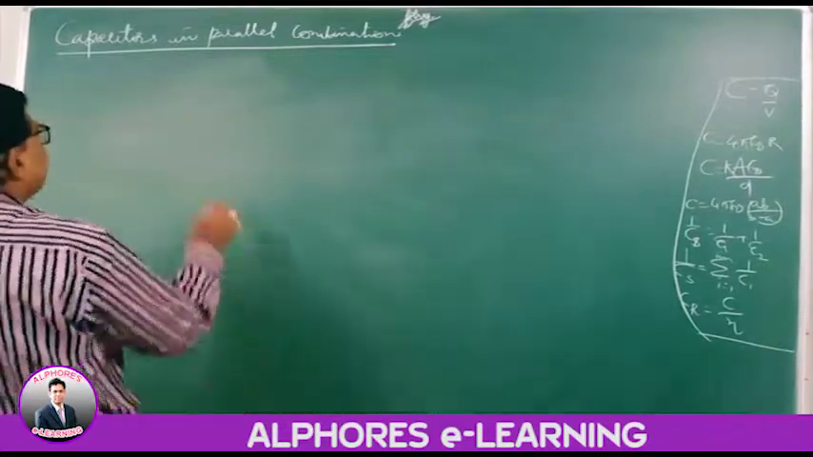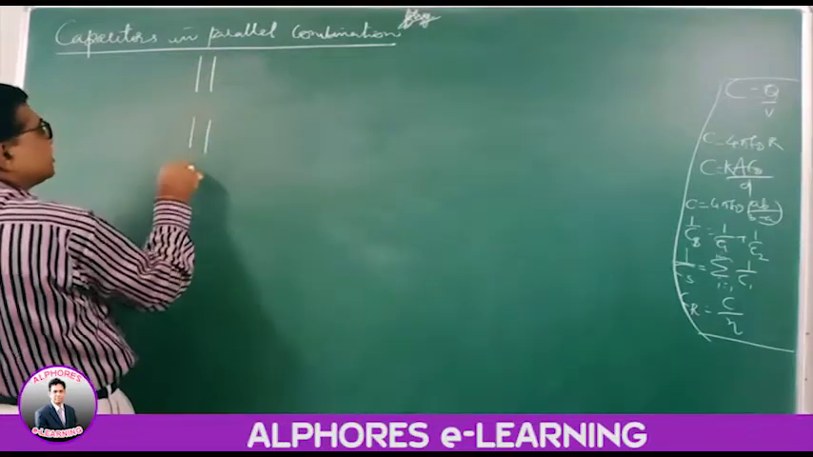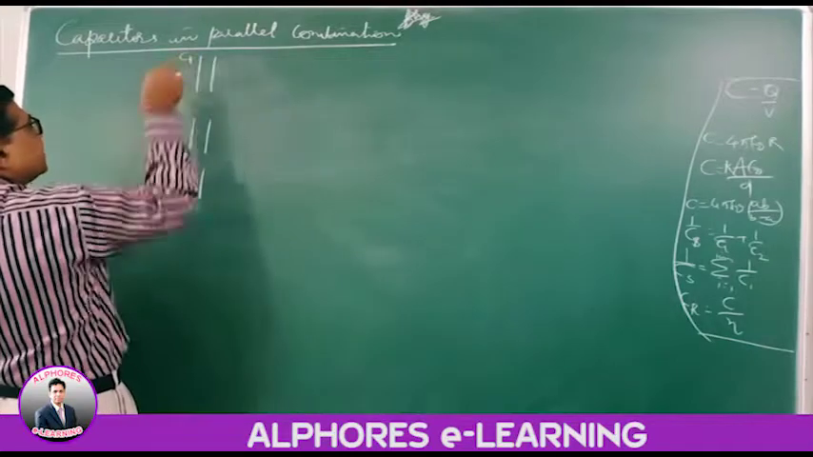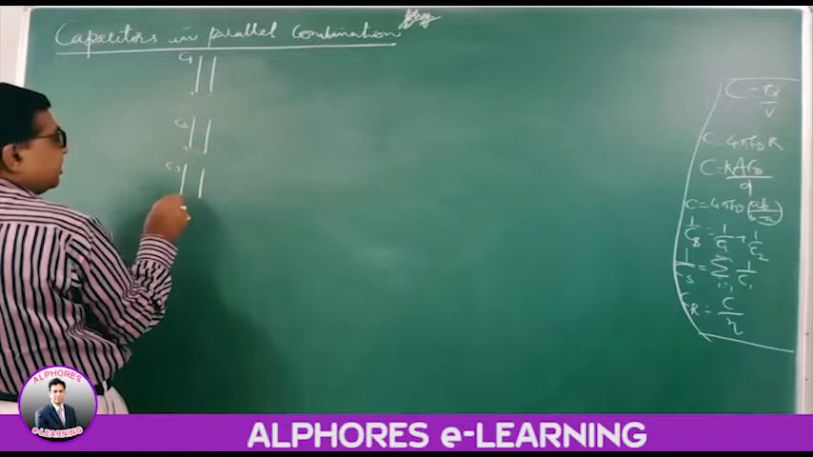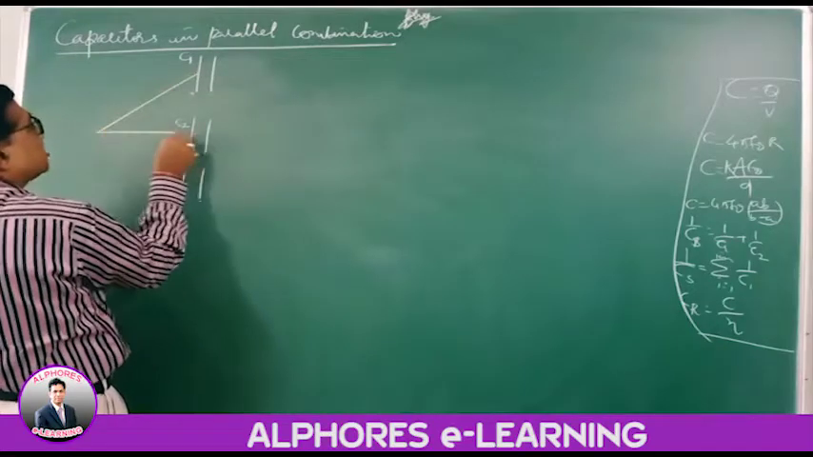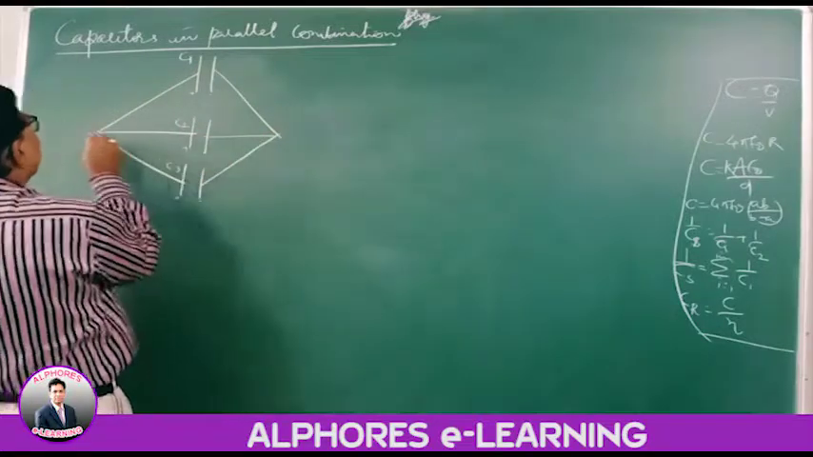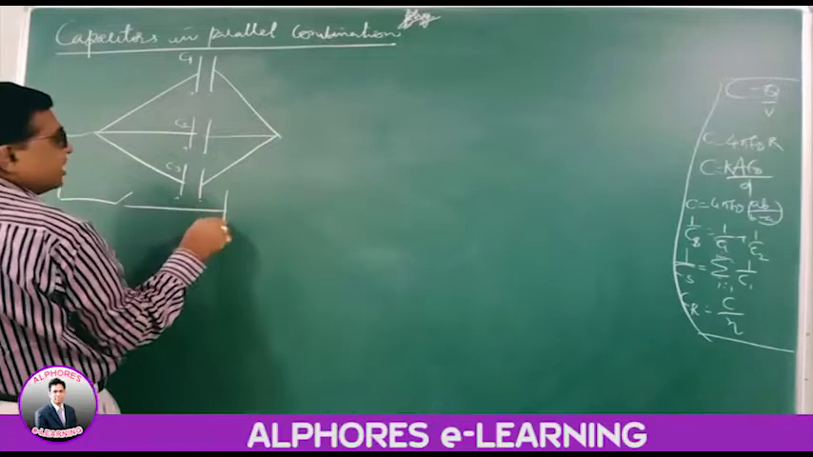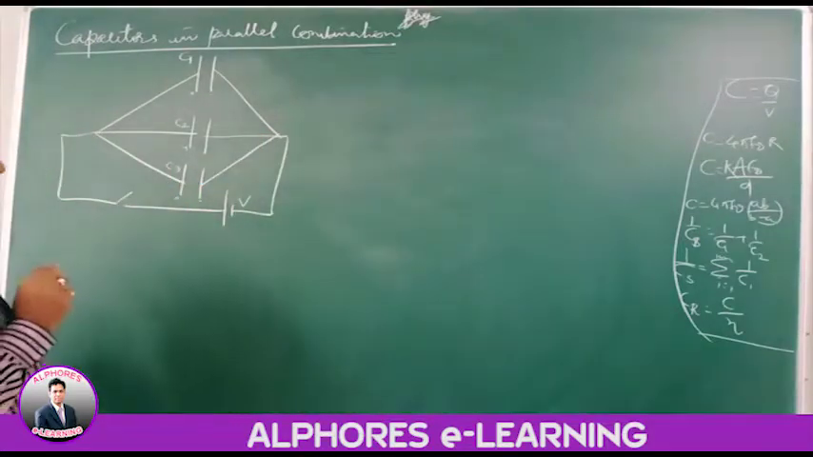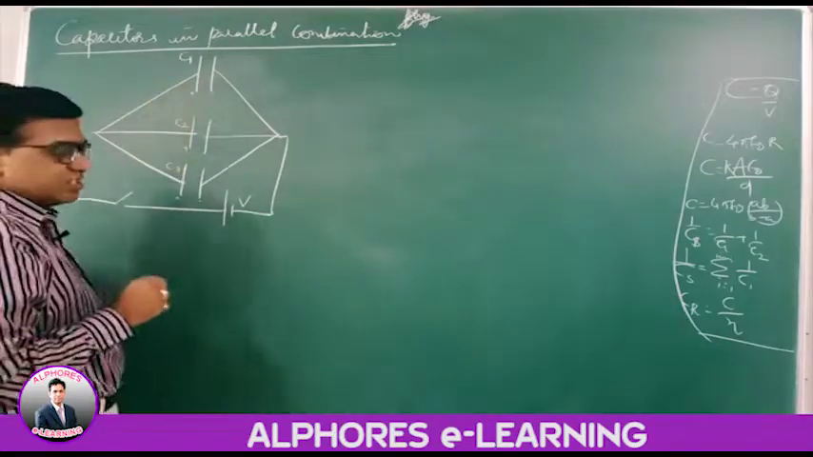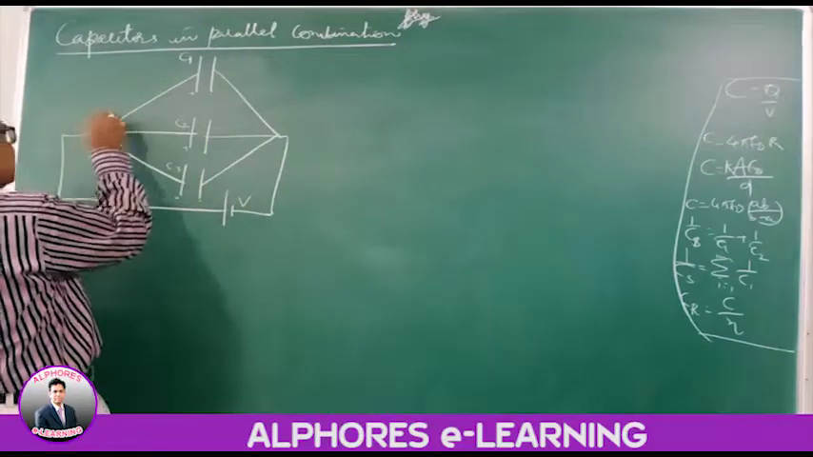Now let me consider 3 capacitors connected in parallel like this. This is capacity C1, plus minus, this is C2, plus minus, and this is C3, plus minus. Now all the positive terminals are joined to one side and all the negative terminals are joined to the other side. Let them be connected to a cell, a battery of potential V. Then, the three capacitors C1, C2, C3 are connected in parallel between the pair of points A and B. Let us say this is A, this is B.